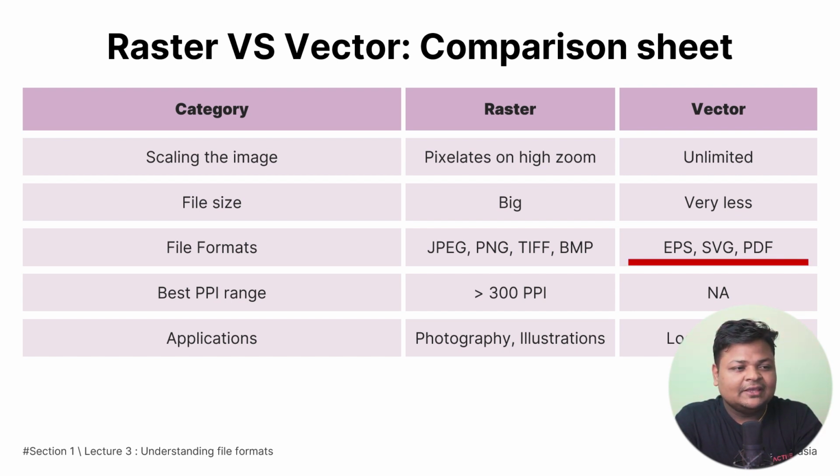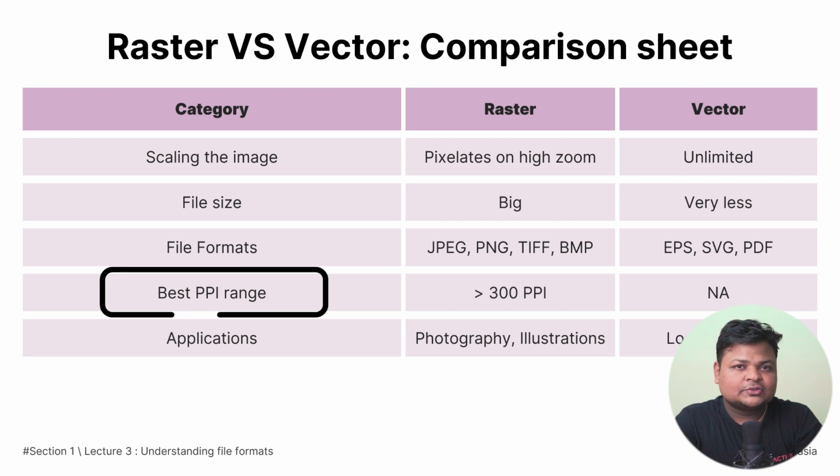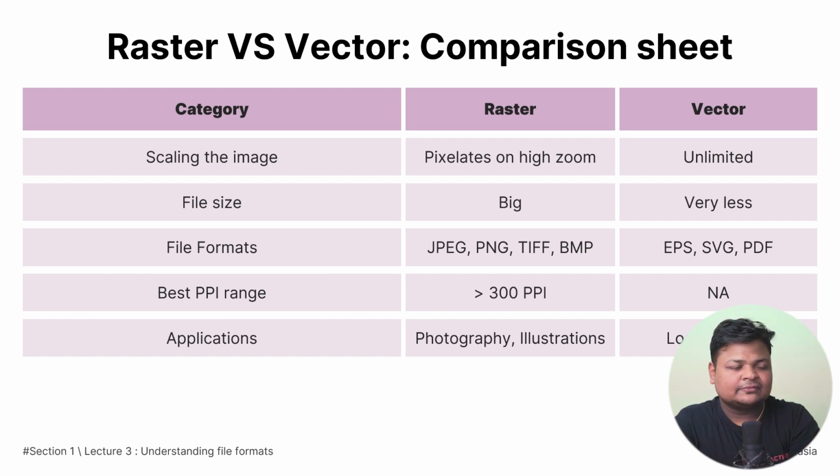Moving forward to vectors: EPS, encapsulated PostScript file, which can be exported from MS PowerPoint also; SVG, scalable vector graphics; and PDF, we all know. They are examples of vector. Now PPI, pixels per inch. So in 1 inch, how many pixels do you have?